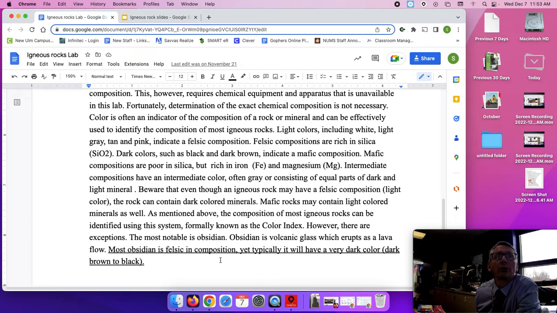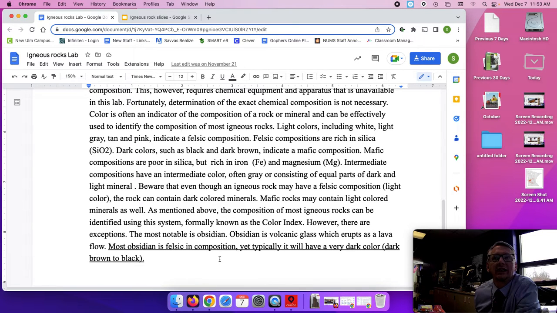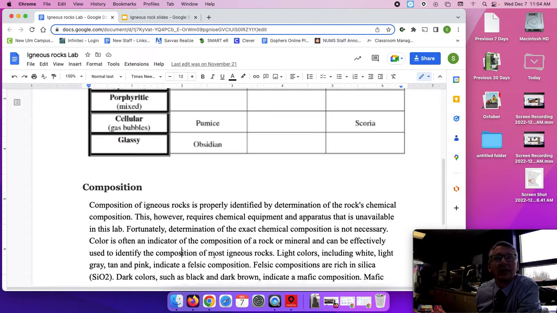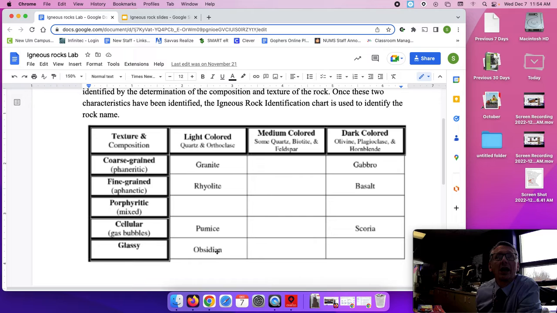The most notable is obsidian. Obsidian is volcanic glass which erupts as a lava flow. Most obsidian is felsic in composition. Felsic is light colored, but yet typically it will be dark colored, dark brown to black. So it's going to look mafic, but most of the time it's felsic. And on this chart here, that's why obsidian is put into the light colored.